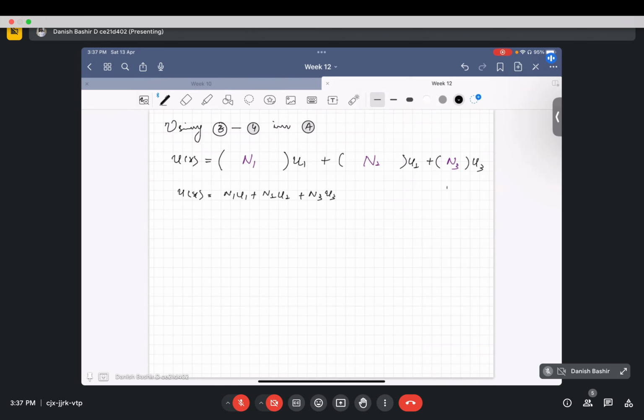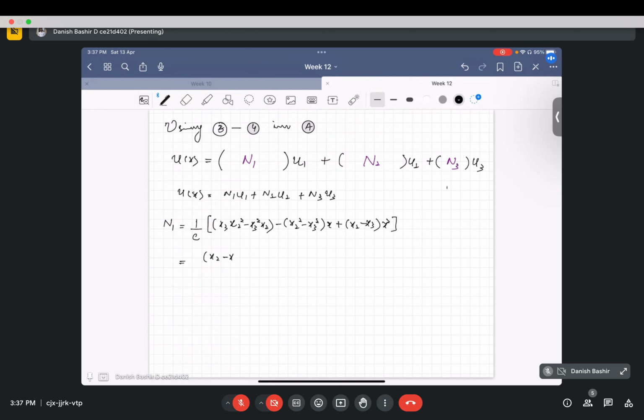Where the values of N1, N2, and N3, I will write down. So N1 is equal to 1 by C times, you have to put this value, (x3 x2 square minus x3 square x2) minus (x2 square minus x3 square) times x plus (x2 minus x3) times x square.